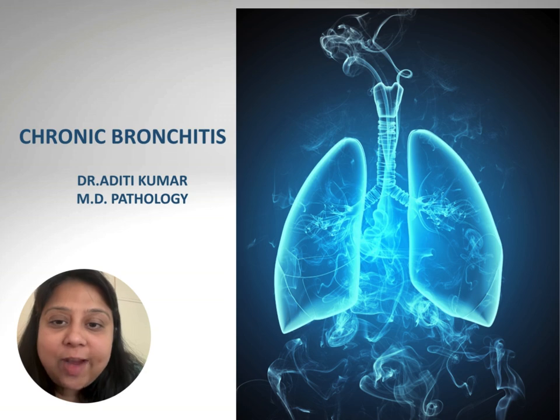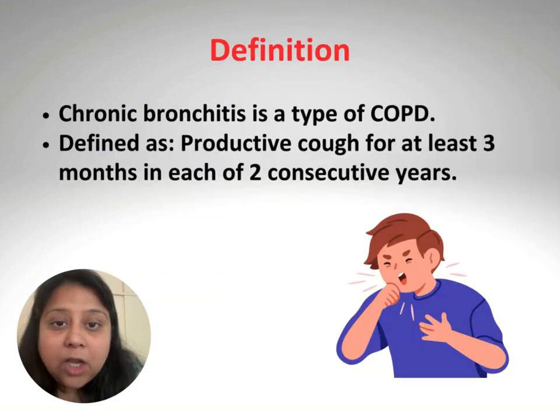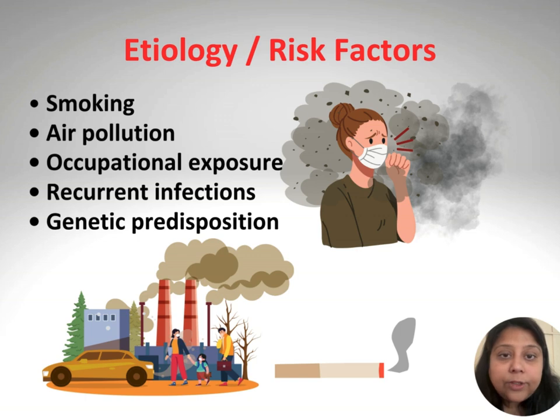In today's video, I will be talking about chronic bronchitis. So let's get started. Chronic bronchitis is a type of COPD and is defined as productive cough for at least 3 months in each of 2 consecutive years. The etiology or risk factors are smoking, air pollution, occupational exposure, recurrent infections, and genetic predisposition.